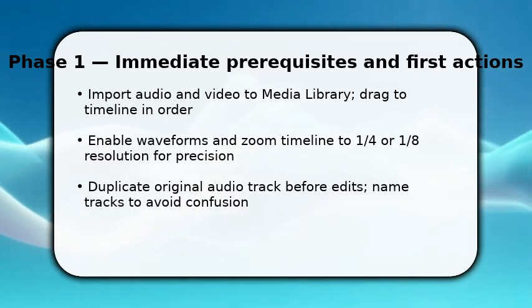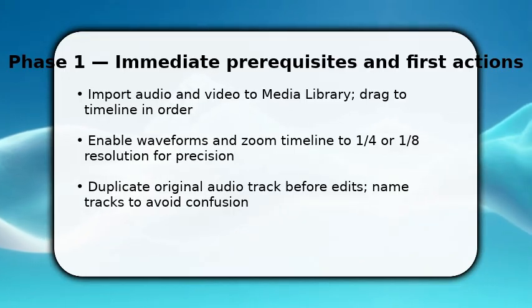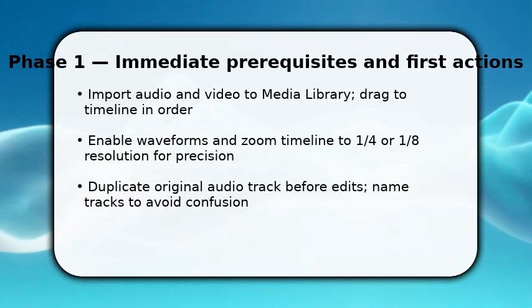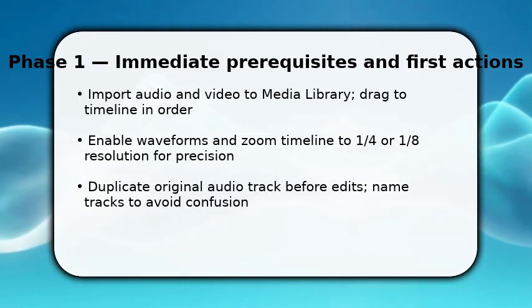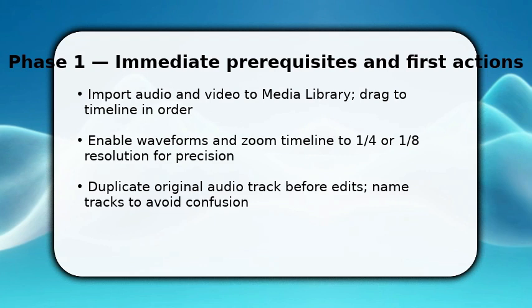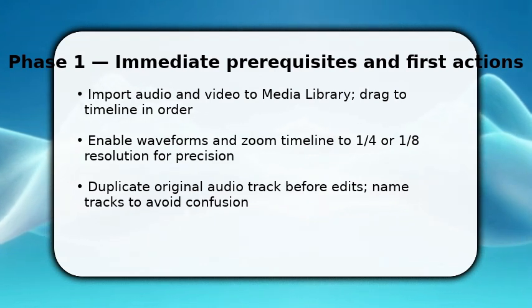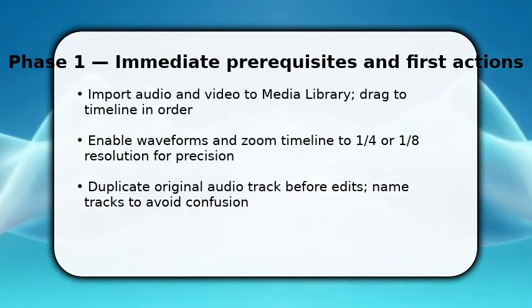Next, zoom into the timeline. 1/4 or 1/8 view gives precise control over tiny silence segments. You will also enable snapping to align edits. These steps make the following cuts faster and prevent accidental misalignment as you begin removing gaps.